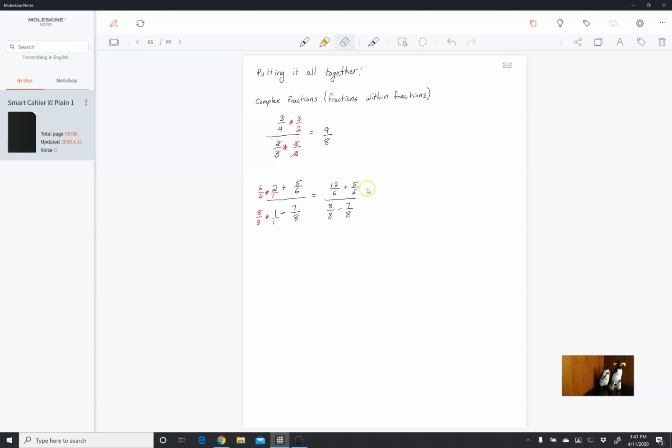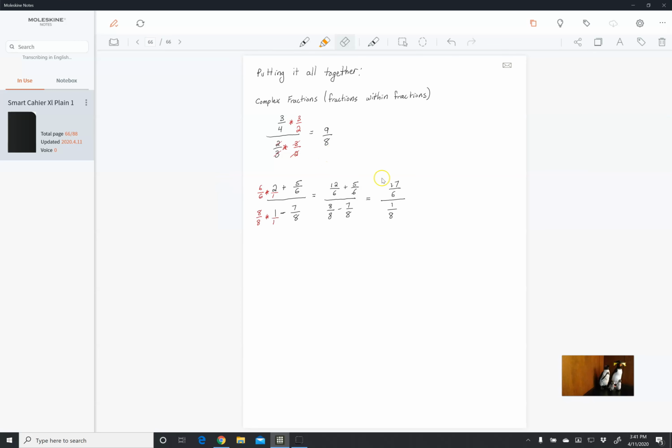And now we can combine these fractions. So we found a common denominator, and now we're ready to combine it so that we get one fraction in the numerator and one in the denominator. So 12 plus 5 is 17, so we get a 17/6. And 8 minus 7 is 1. So we get a 1 over 8.